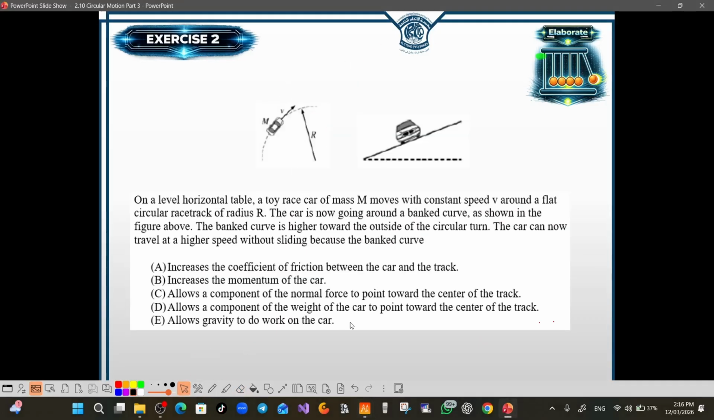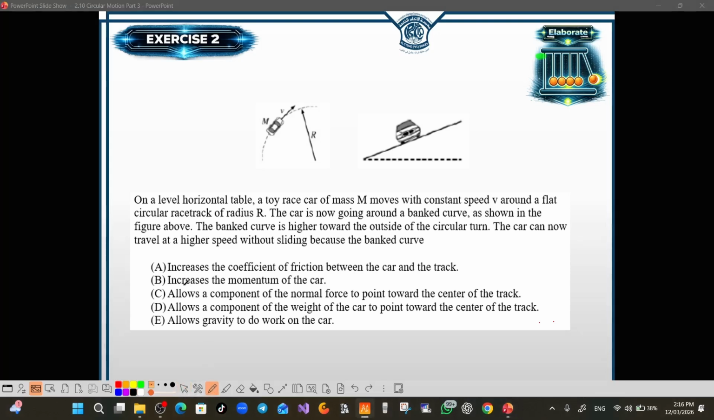On a level horizontal table, a toy race car of mass capital M moves with a constant speed V around a flat circular racetrack of radius R. The car is now going around a banked curve as shown in the figure above, the banked curve is higher toward the outside of the circular turn. The car can now travel at a higher speed without sliding because of the banked curve. So do you think that the banked curve will decrease or increase the coefficient of friction?